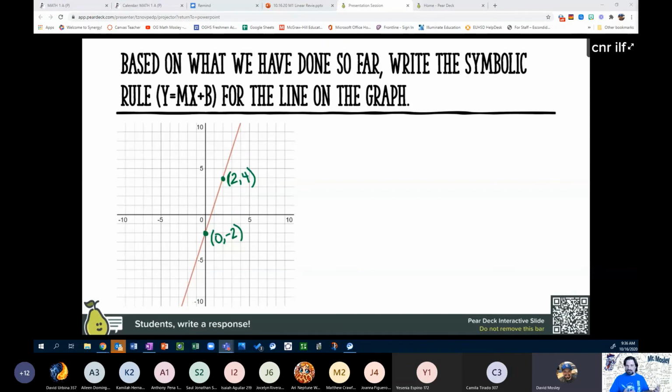If it was a positive y-intercept, like if we were at (0, 2), then it would be 3x plus 2. If you wrote y equals 3x plus -2, that's technically still correct. It's just more conventional, if you're adding a negative, saying plus -2, to just write -2.